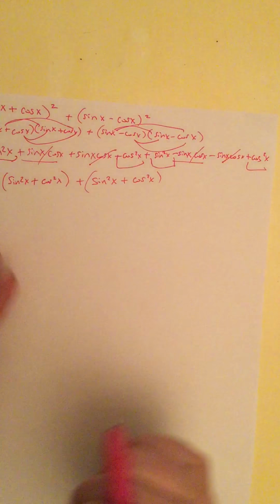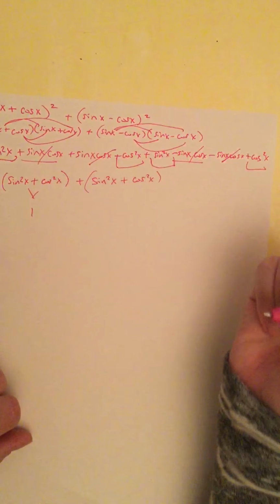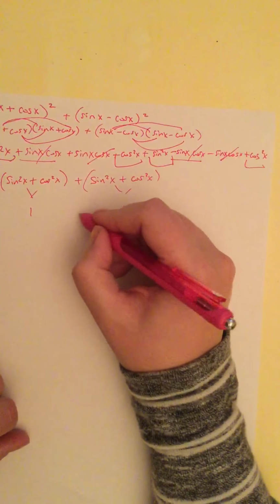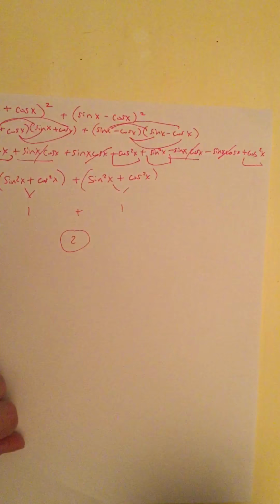I want you to think, what is sine squared plus cosine squared? 1. Sine squared plus cosine squared, 1. So this entire thing reduces to 1 plus 1. The entire solution to all that mess is 2.